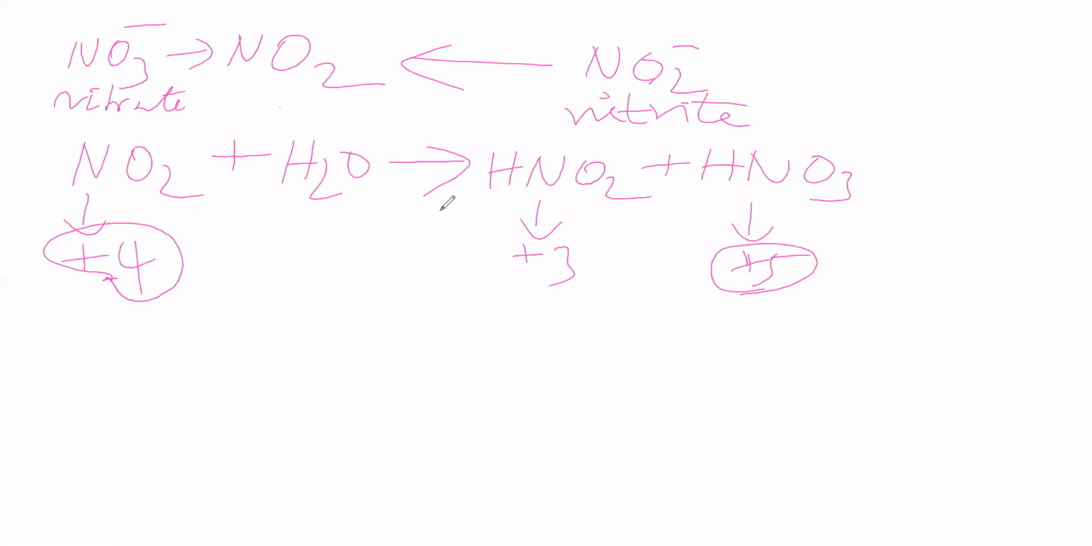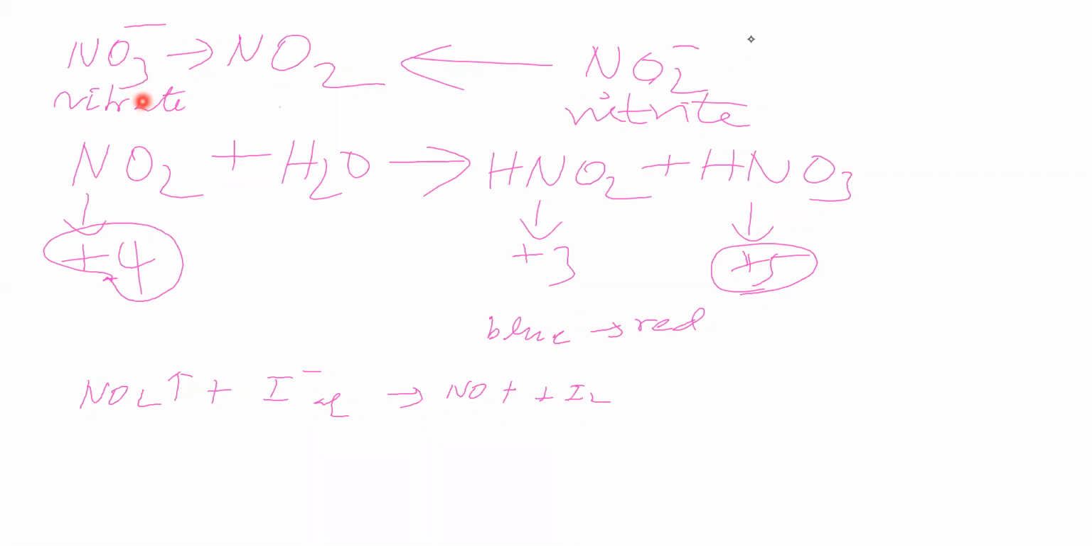Now HNO2 is an acid, HNO3 is an acid. Because of the acid, blue litmus is converted into red litmus. Next test: NO2 vapors are passed into iodide solution. Here iodide undergoes oxidation to give iodine, and NO2 undergoes reduction to give NO. Iodide gives I2.